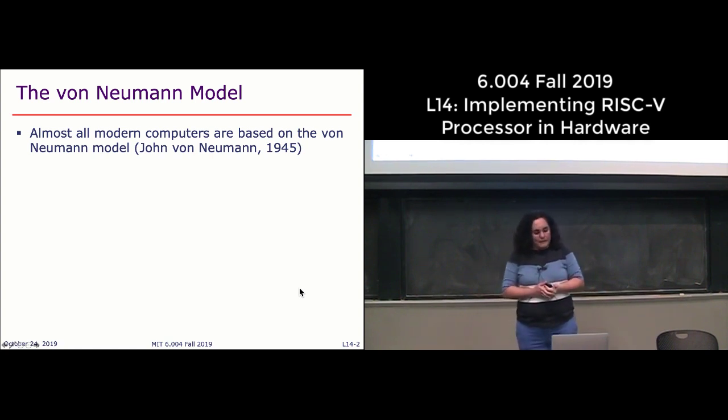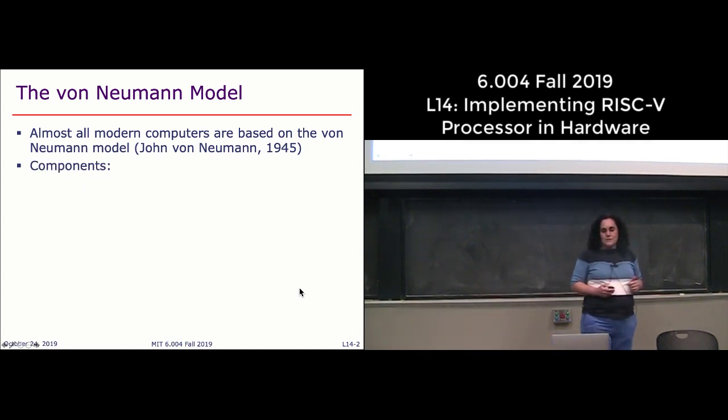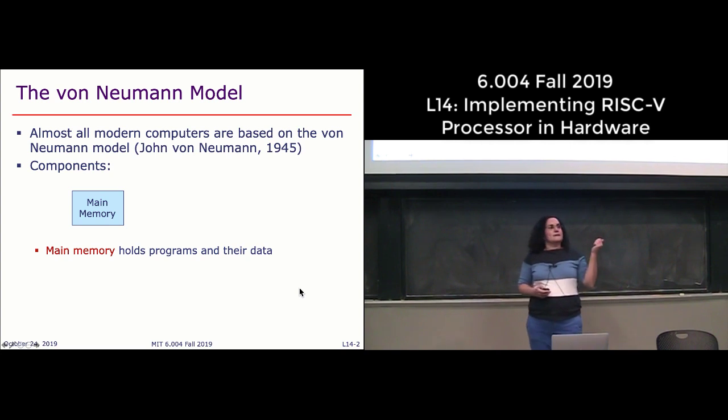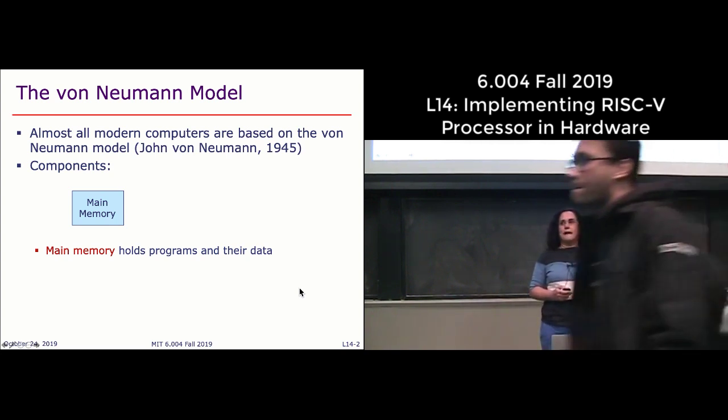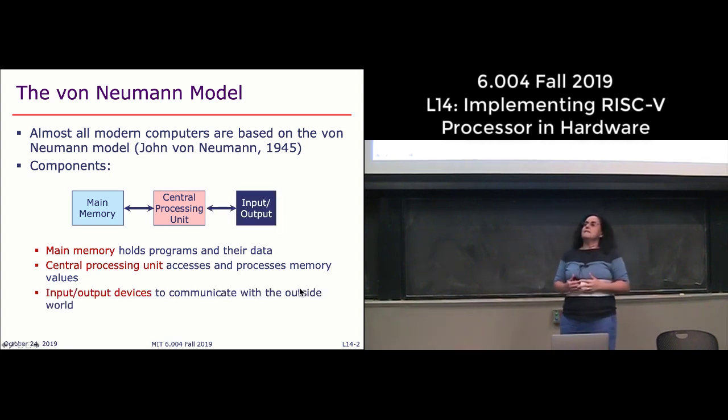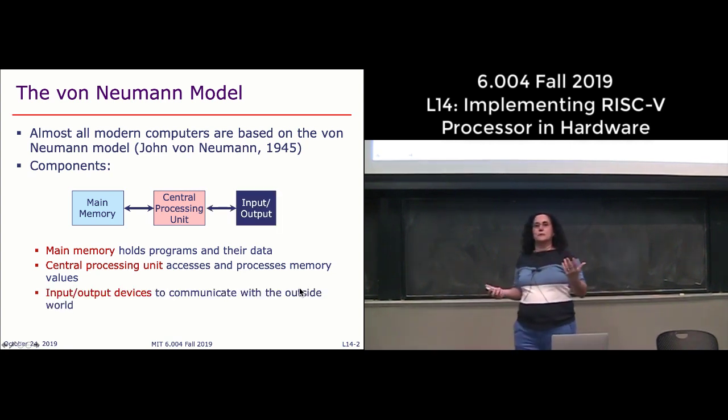So the von Neumann model. All modern computers are based on what's called the von Neumann model. And what this refers to is a computer that looks like this. It consists of three components. The first is main memory, which is responsible for holding both the program and the data that the program uses. The second is a central processing unit, which basically accesses and processes the memory values and produces any results that need to be stored. And finally, there's the third piece, which is how we deal with the outside world.